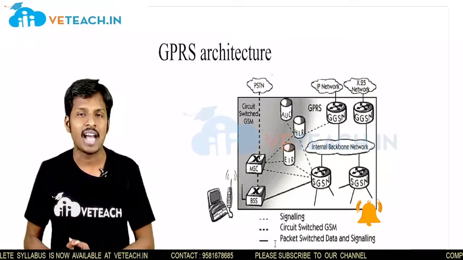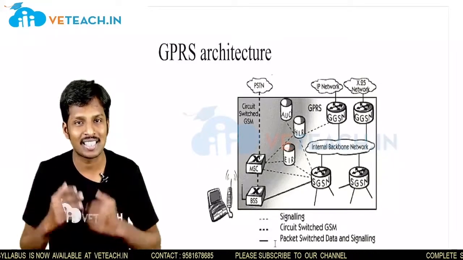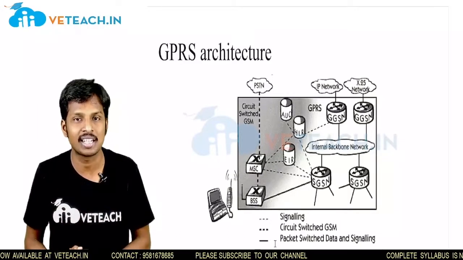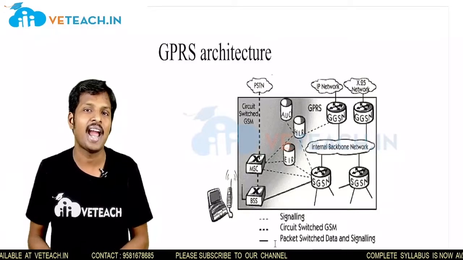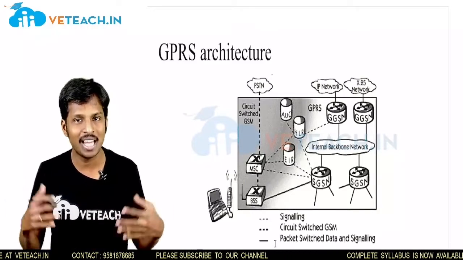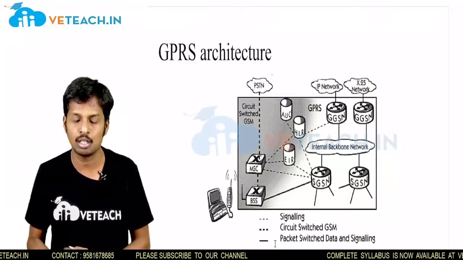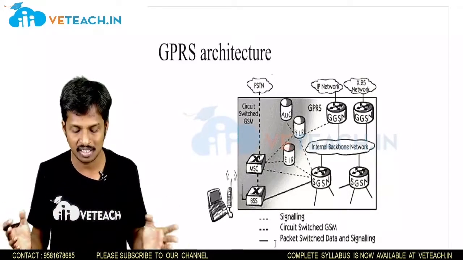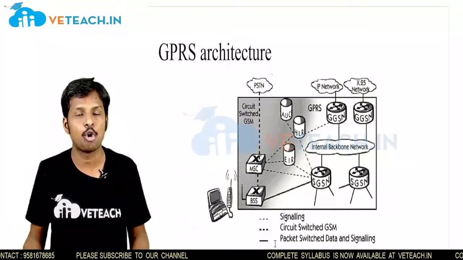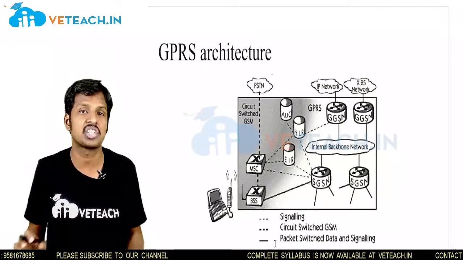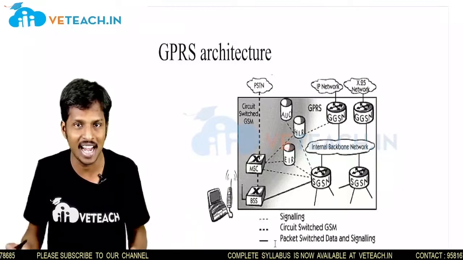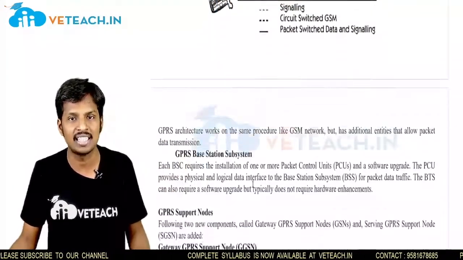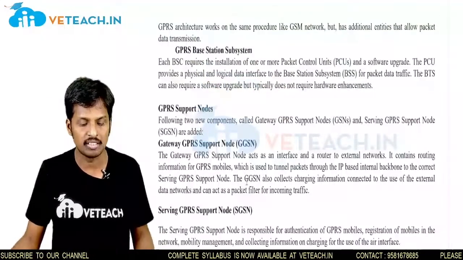So, GPRS architecture. As we already discussed in GSM architecture, there are different types of subsystems present like MSC, BTS and mobile stations. GPRS is also going to have the same set of stations like mobile stations, MSC, BSCs. In addition to that, it also has the home location register, visitor location register, authentication center and EIR. And in addition to that, the same stations will be present with different names and different functionalities.